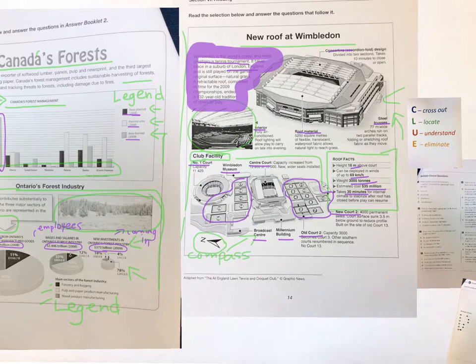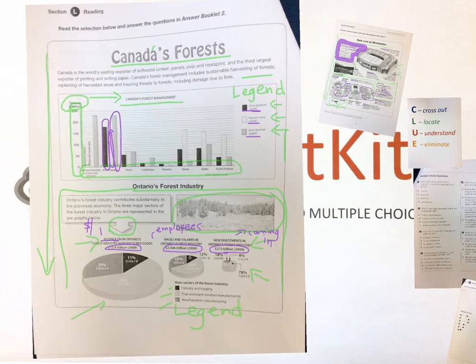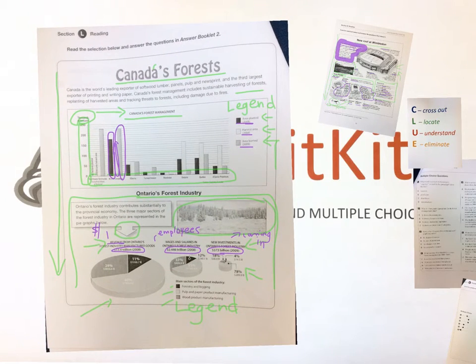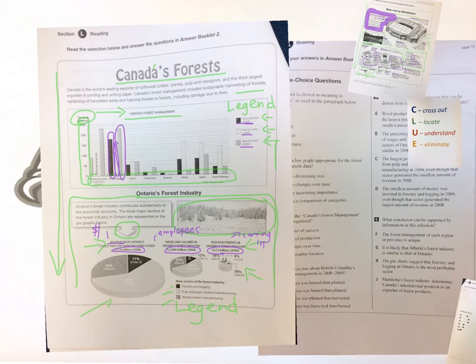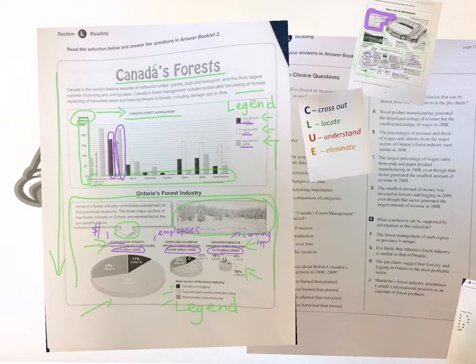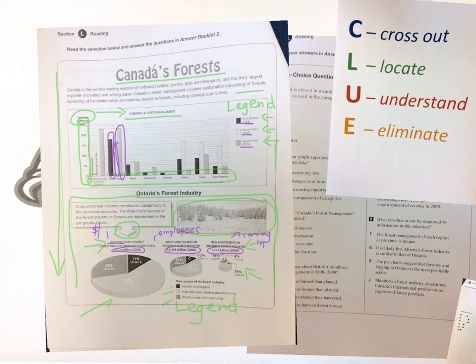Now that we've looked at both of the graphic texts, we're going to go back and focus on Canada's forests and the multiple choice questions that accompany it. For the intents and purposes of this video, we're only going to look at question number 6, but we will use our clue strategy to help us get through the question and to better understand which of our choices is the best option.